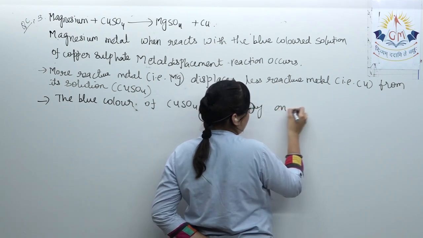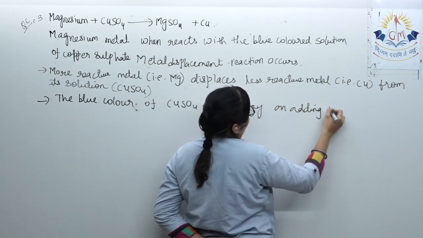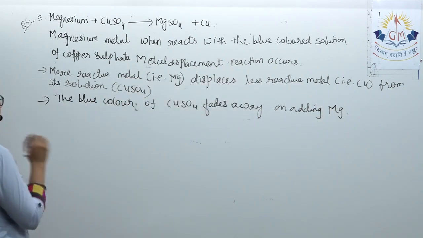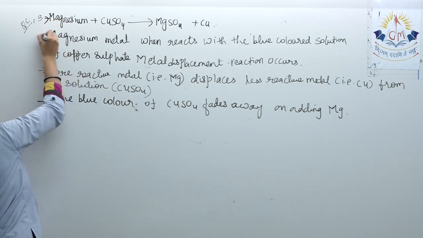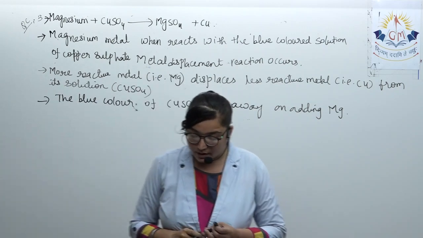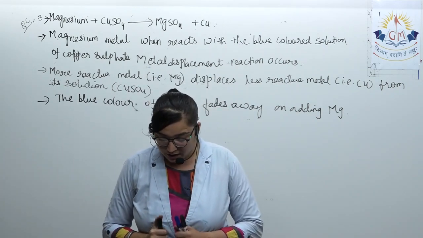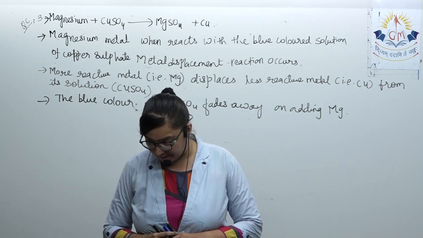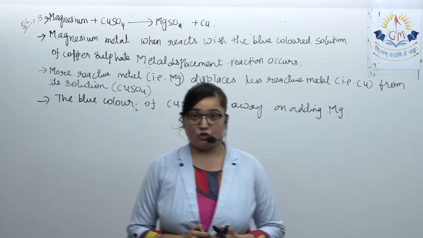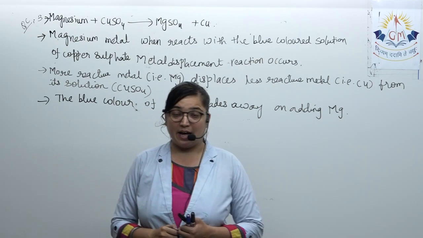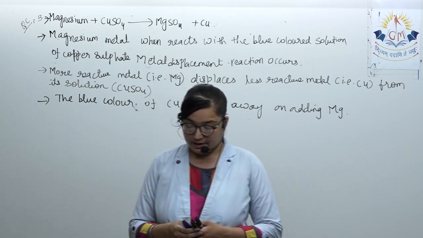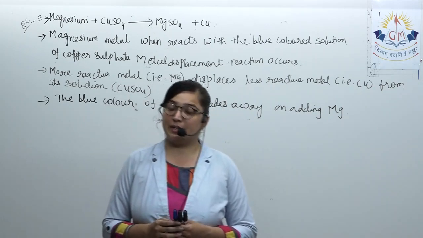On adding magnesium. So this is how more reactive metal displaces less reactive metal, that is copper, from its copper sulfate solution. Next, what is meant by malleability? Name the most malleable metal. Property of the metal to hammer it and get converted into fine thin sheets, that is called as the malleability.